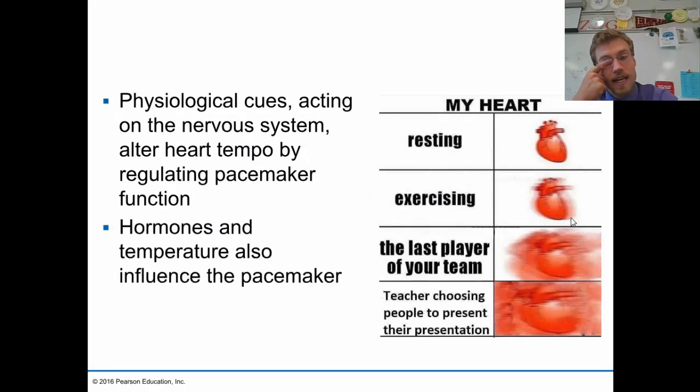There are lots of different things that can affect the pacemaker. So, for example, movement can cause the pacemaker to function more quickly. Also, hormones and temperature can influence the pacemaker. Things like epinephrine, which is adrenaline, can impact how much the heart is contracting.